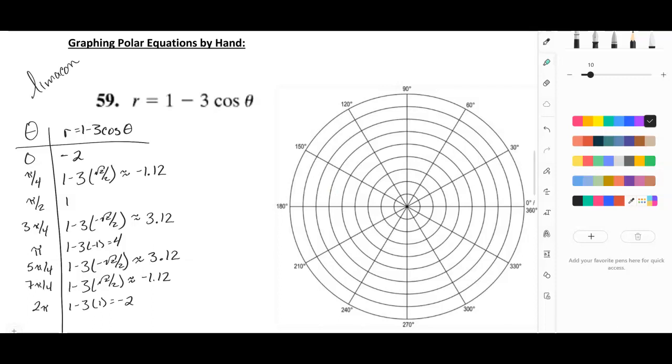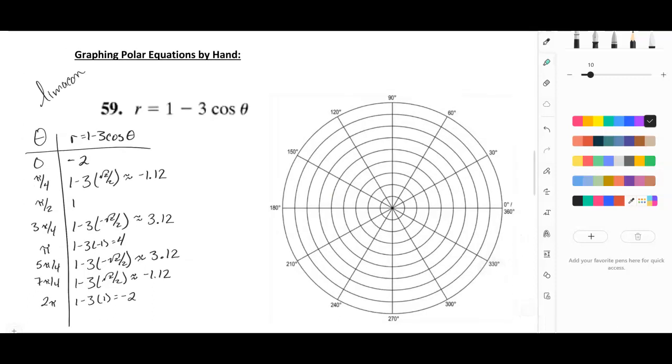So we've got all these points. Now we're going to graph them. So at 0, we're over here at negative 2. At pi over 4, which is going to be right around here, we're going to be at negative 1.12. So since my r value is negative, I'm going to go along the opposite side of that terminal side. So somewhere around here. So I'll go this direction. At pi over 2, we're at 1.